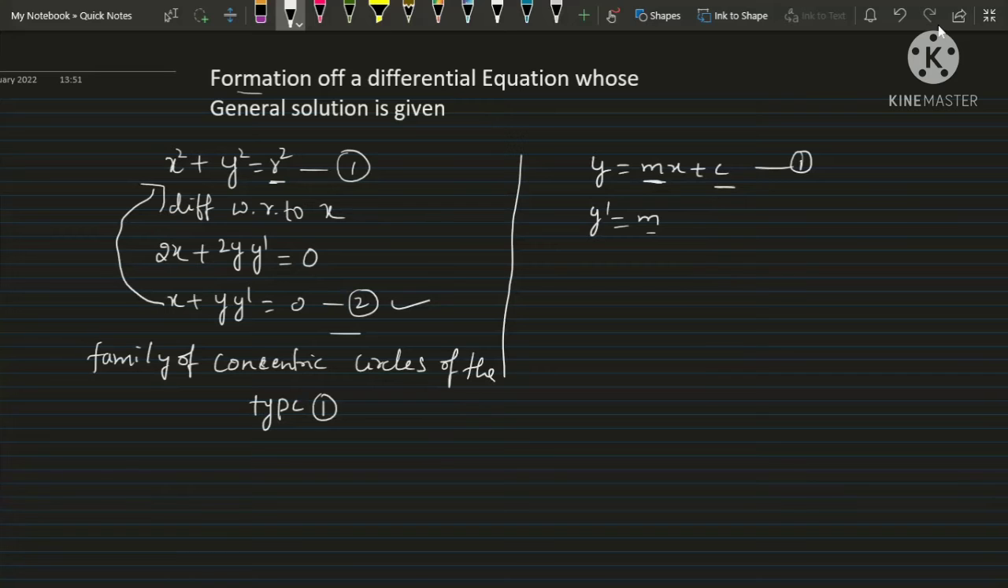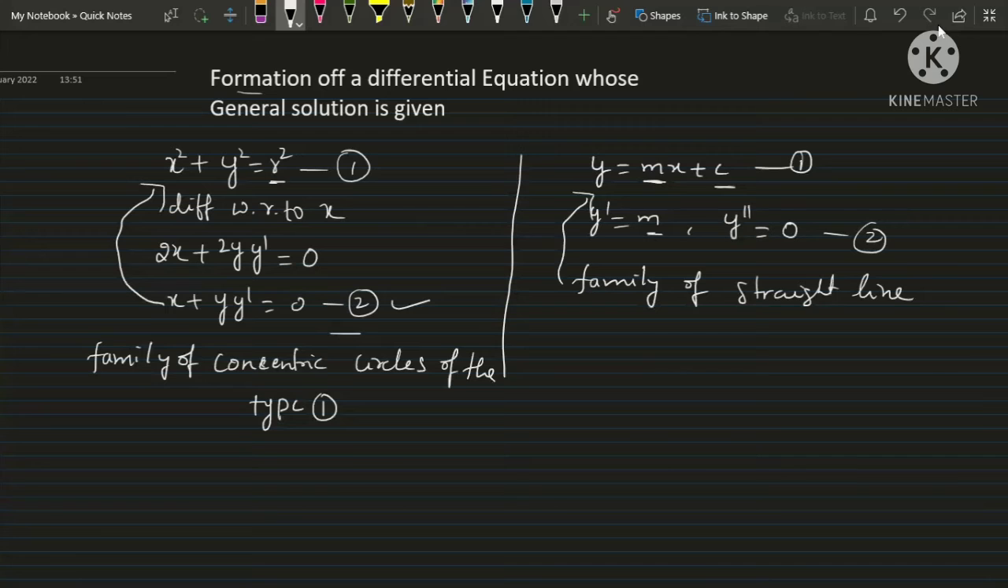Again I will differentiate. That is differentiation of y dash is y double dash. m is a constant. Differentiation of m is 0. This is equation 2. What does equation 2 represent? Equation 2 represents the family of straight lines of the type 1.